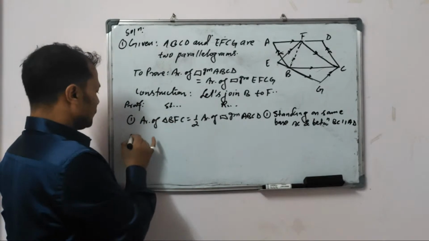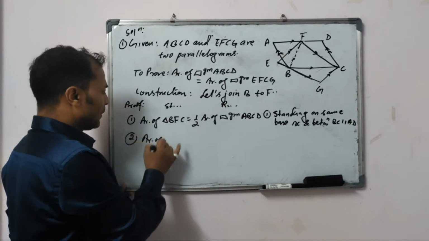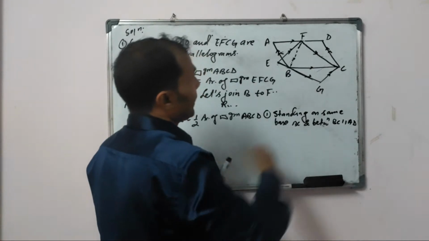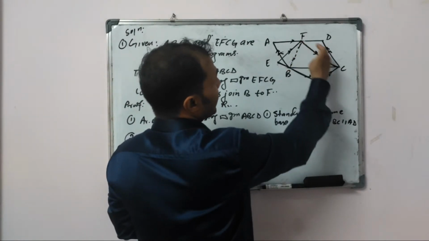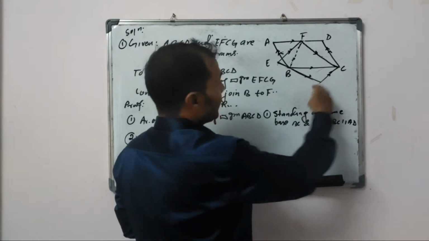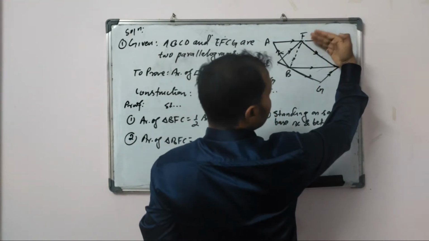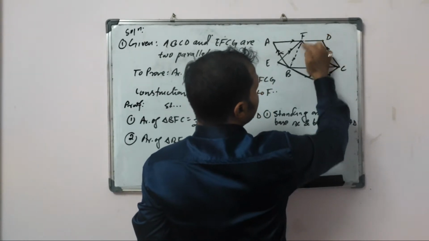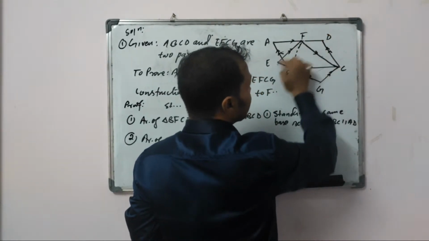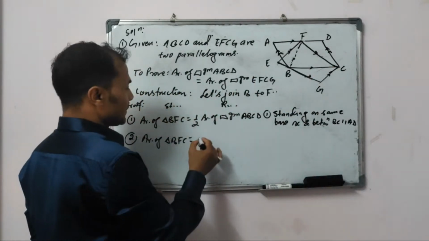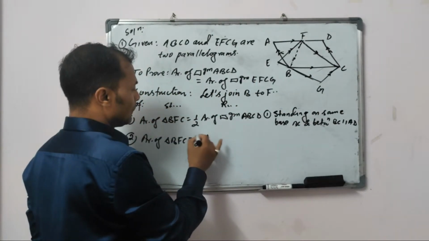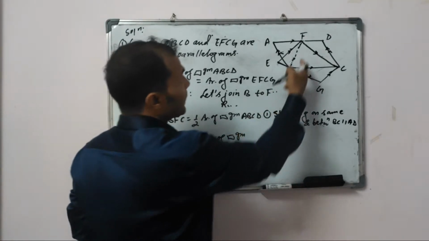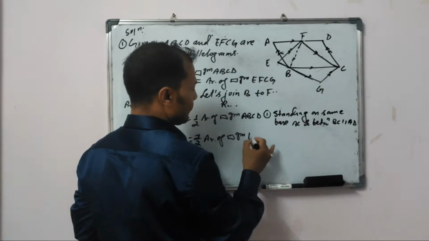Now number 2, again, area of triangle BFC, the same triangle. Now come to this parallelogram EFCG. See, this is the base. FC is the base. So standing on this base again, this is a triangle and this is a parallelogram. So what you can say is, this is half of area of parallelogram EFCG.